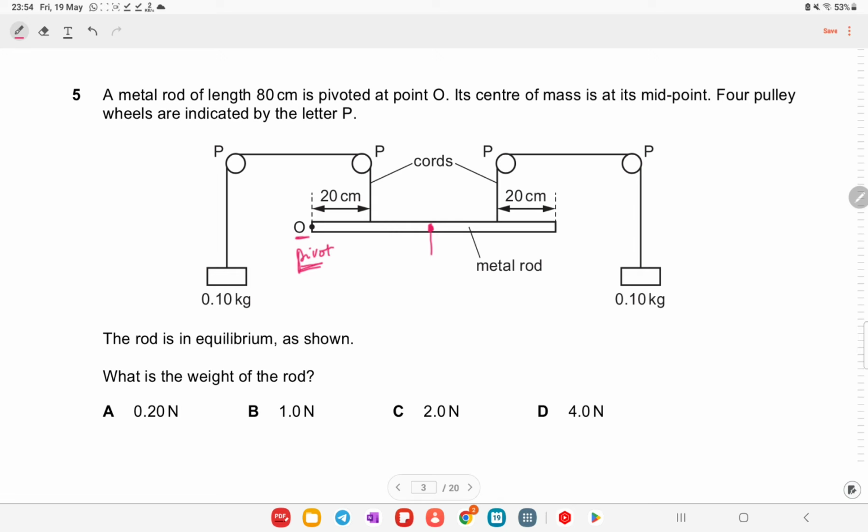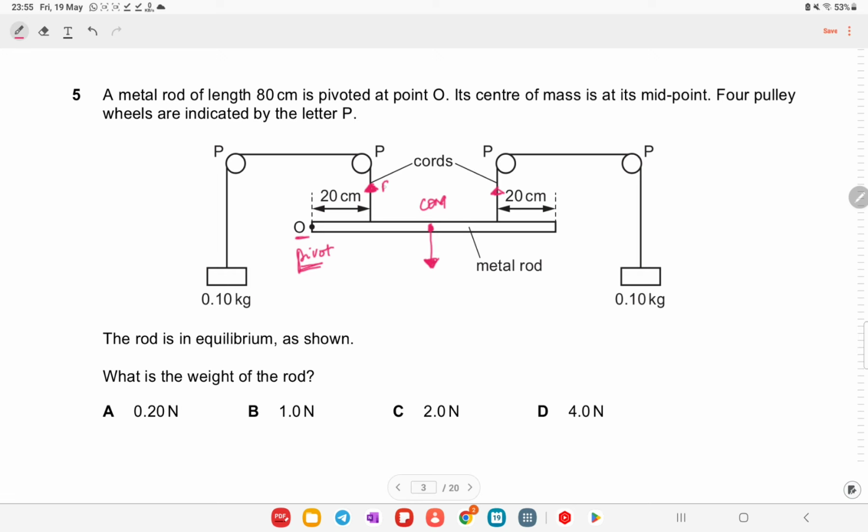So let's say this is the center, COM, or center of mass, which lies over there. So basically this is acting downwards. The weight of the object is acting downwards. But in the case of the pulleys, the forces are moving upwards.